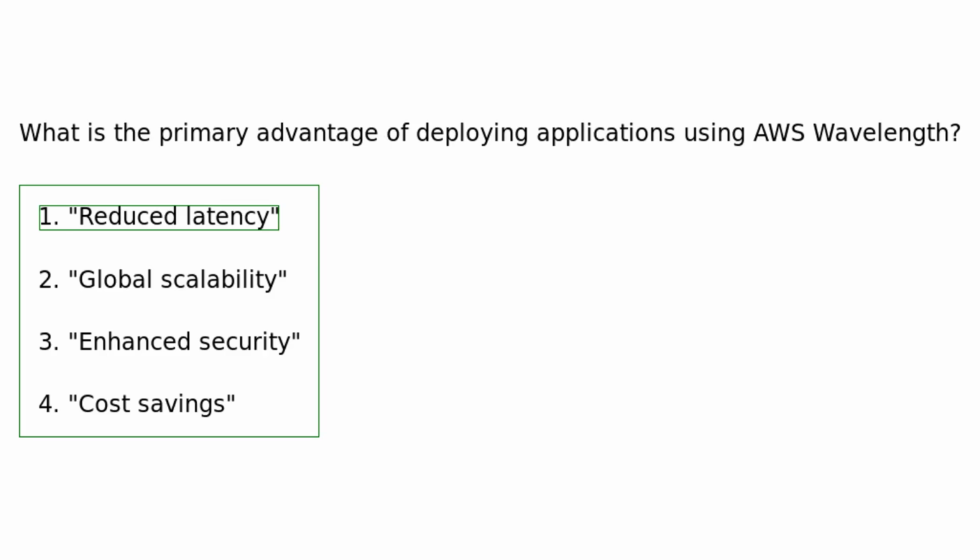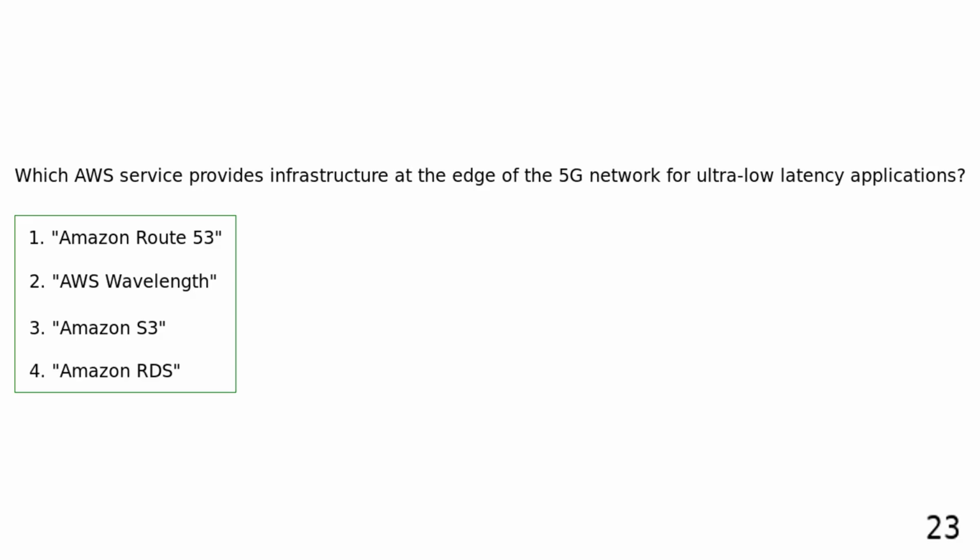users. Which AWS service provides infrastructure at the edge of the 5G network for ultra-low latency applications? Amazon Route 53, AWS Wavelength, Amazon S3, Amazon RDS. AWS Wavelength provides infrastructure at the edge of the 5G network to support applications with ultra-low latency requirements.